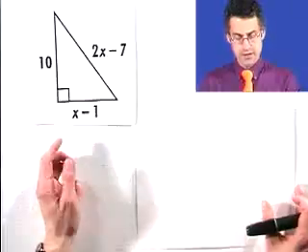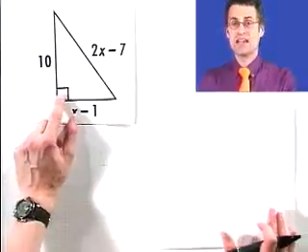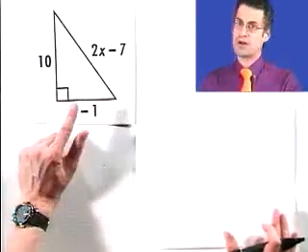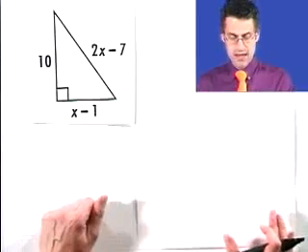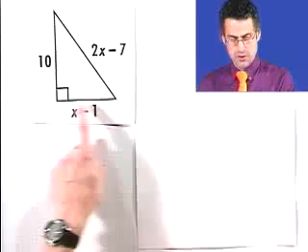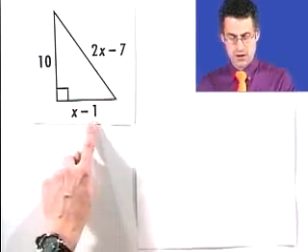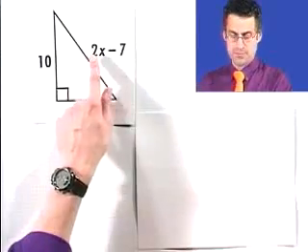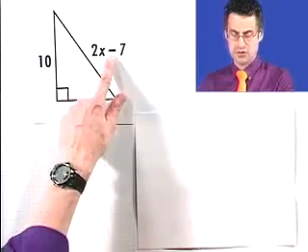Let's up the ante a little bit and take a look at this more abstract right triangle. You'll notice there's a right angle here, and I'd like to first find the perimeter of this triangle and then its area. But notice that while this we know for sure is 10, this we only know to be some unknown x minus 1, and this length is some same unknown x times 2 minus 7.